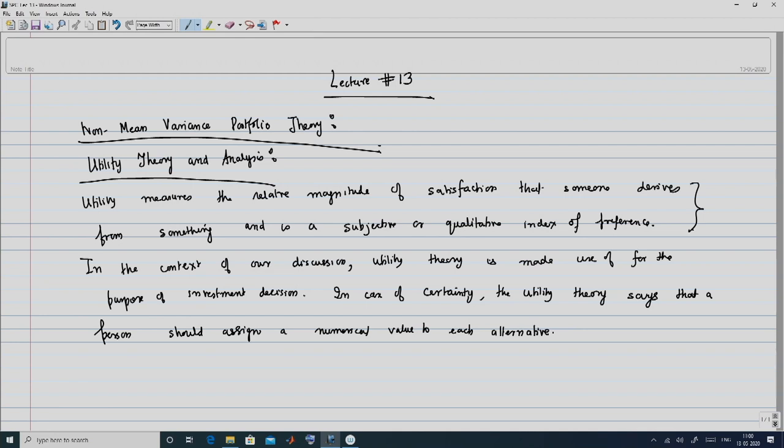So, in this case it is going to be each alternative portfolio, and then choose the alternative with the maximum numerical value. So what the utility theory says is that we'll use utility theory in order to tag or assign a number to all the alternatives that are available to us. In the context of portfolio theory, we'll look at different alternative portfolios that are available for investment, and to each of them we'll use the utility theory to assign a number which is a qualitative indicator of the amount of satisfaction that we can derive by holding that portfolio.